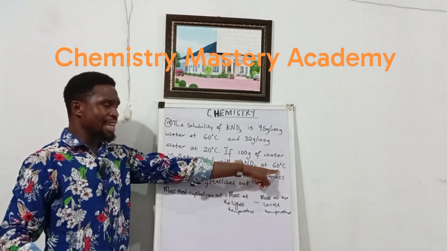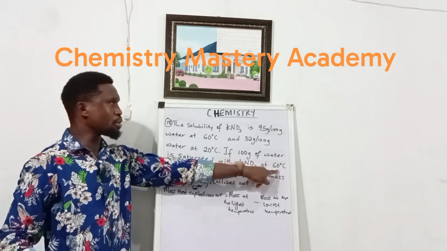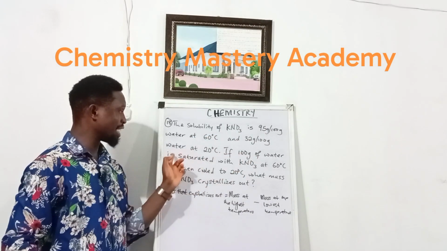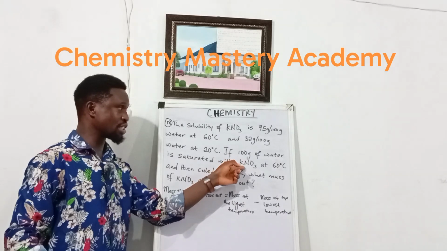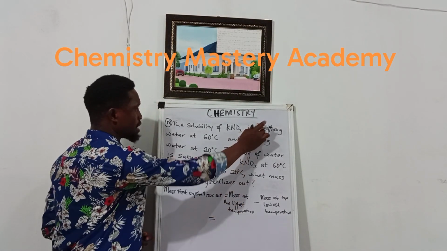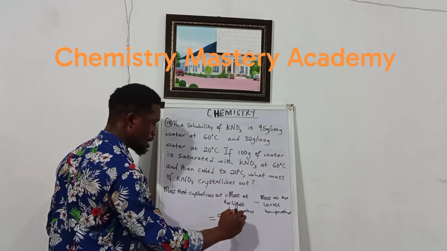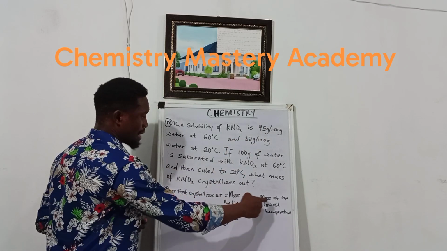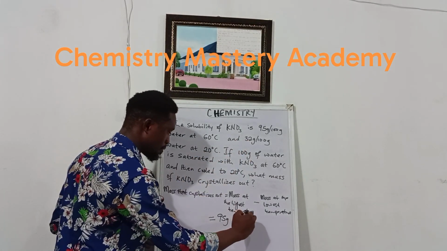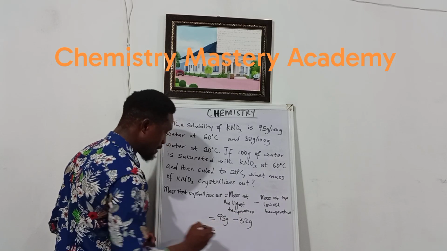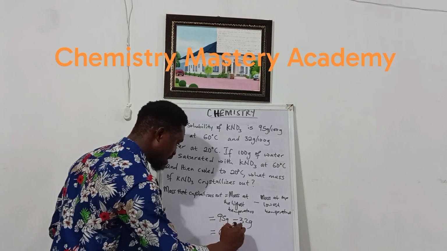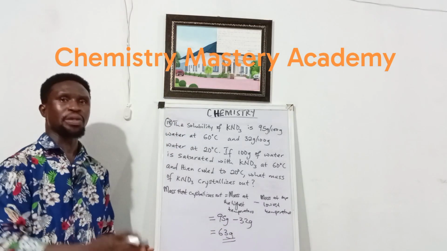Now, the mass at this 60 degree temperature was given to us as 95 gram. Remember, it's still 100 gram of water we're looking at, saturated with potassium nitrate. So now, mass at the highest temperature is 95 gram minus mass at the lowest temperature. Lowest temperature, 20 degrees, is 32 gram. Okay, so at the end of the day, the mass that crystallizes out is 63 gram.